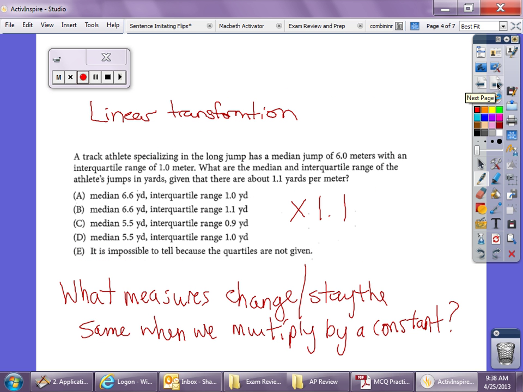A track athlete specializing in the long jump has a median jump of 6.0 meters with an interquartile range of 1.0 meters. What are the median and interquartile range of the athlete's jump in yards, given that there are 1.1 yards? So they're asking me to multiply by a factor of 1.1. Because they're asking me to do a linear transformation, I know that I want to identify which characteristics change when we multiply. Will my mean change when I multiply? Yes.